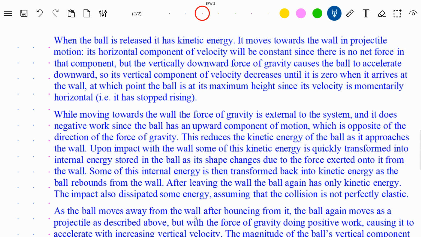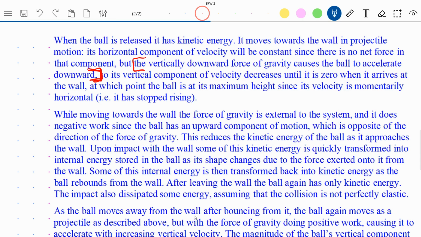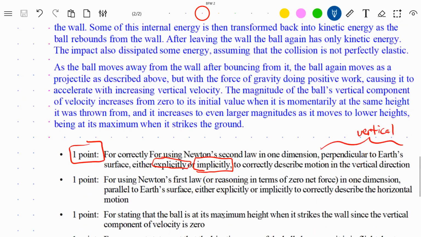And again, because I had the foresight of knowing where the points were, I made sure I included all of these things. So let me just quickly find it. I think right around here. But the vertical downward force of gravity causes the ball to accelerate downwards. The rest is even yet additional detail here. But you could argue, just from that piece of it, the vertically downward, there is a force of gravity that causes it to accelerate downwards. So implicitly, not explicitly, but implicitly, I have just applied Newton's second law to correctly discuss the vertical motion, right? So I think that would warrant that point right there.